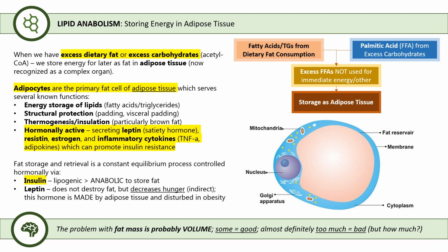Leptin does not oppose insulin, but by decreasing hunger, it can reduce food intake, which reduces insulin release and thus could mediate removal of fat mass. But remember, the only primary driver of fat loss is a calorie deficit. We can already tell that fat mass in adipose tissue probably has some positive effects, hence its evolution, but the problem is probably dose, i.e., some adipose tissue is good, too much is almost definitely bad. The question is how much, and if we can change the size of the organ at all with behavioral change.